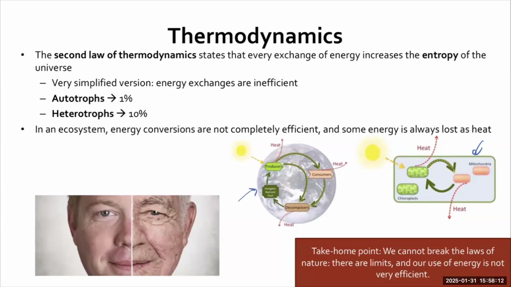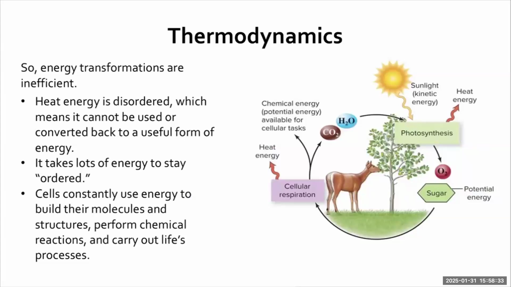So what we'll come back to with respect to these laws of thermodynamics is that we can't break the laws of nature. There are limits, and our use of energy is not efficient. The universe increases in entropy over time. That's what this aging process that's shown here is meant to communicate. I'll define that more formally in a moment.